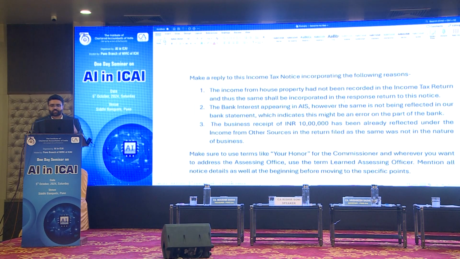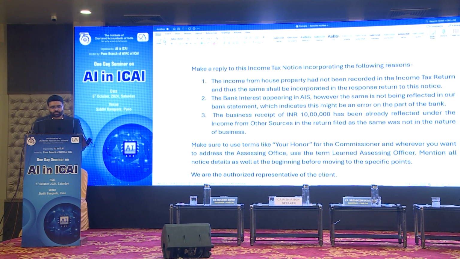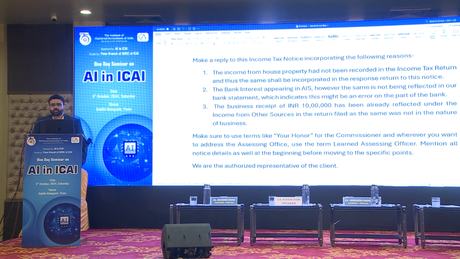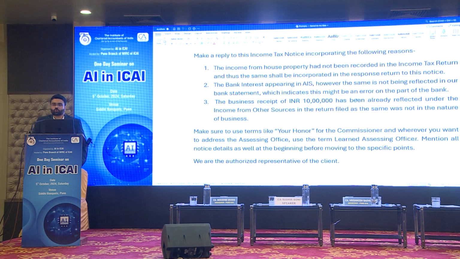Yeah, so this is the reply which we want. For the first point, income from house property has not been recorded and the same has been accepted by the assessee. Let's just say that it's accepted. With regards to the bank interest appearing in AIS, the bank has done some sort of a mistake in the submission of their SFT, and therefore the particular FD income is not ours, and therefore we won't be accepting that FD income. And the business receipt of rupees 10 lakh has already been shown in income from other sources because it related to that particular head and not the business head. So this is the kind of response we want from it.